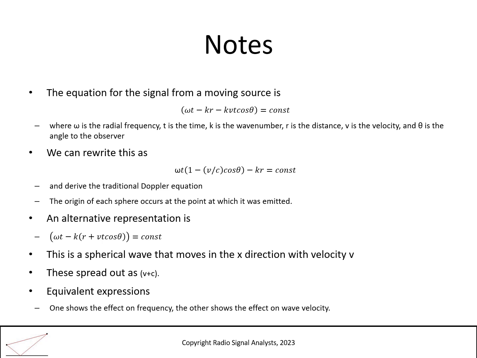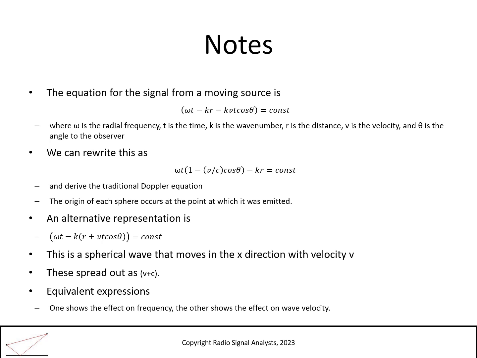We can regroup the terms so that omega t times 1 minus v over c cosine theta minus kr, since k is omega over c. This is the traditional representation of the Doppler effect, showing a frequency shift due to the motion of the source. The origin of each sphere occurs at the point at which it was emitted, just like we saw for the ether example a few slides back.